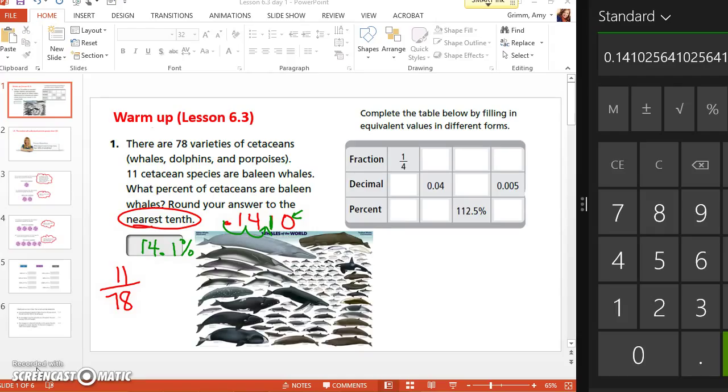So we have the fraction is 1/4. So 1/4 as a decimal is 0.25. Good. And as a percent, 25%. Good. All right, then we have the decimal as 0.04. What would that be as a percent? 4%, because you move it 2 times. It would be 4%. Okay, then how do we do that as a fraction?